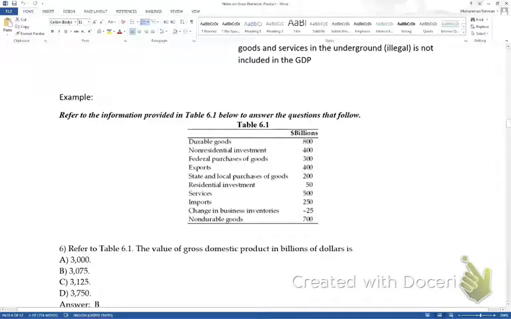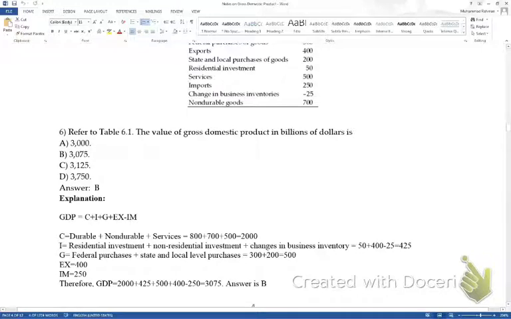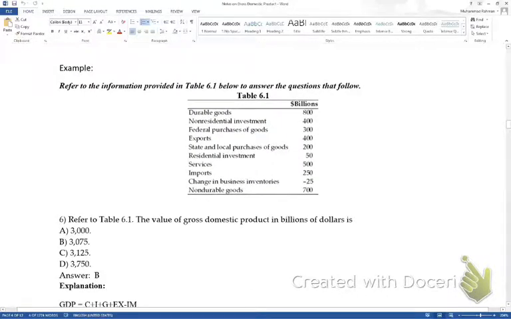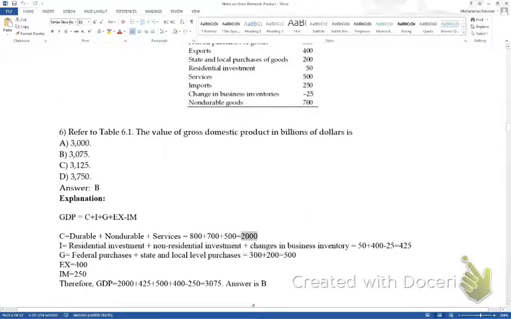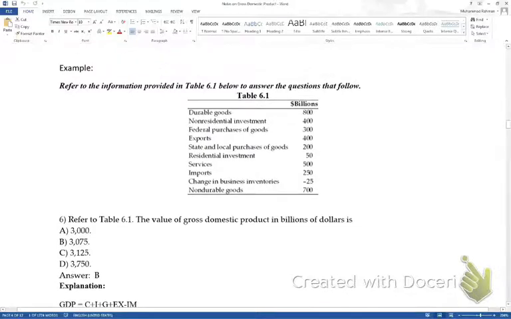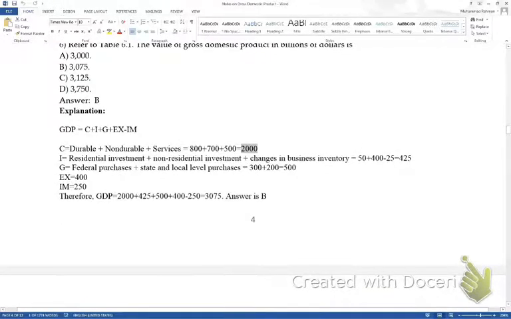C is going to be expenditure on durable goods, expenditure on non-durable goods, and then expenditure on services. So once we add these three, durable, non-durable, and services, you add 800, 700, and services 500. So that's your C, consumption expenditure. Then I is investment expenditure, which is non-residential investment by firms, residential investment by firms, and then there is the change in business inventory. So you add these three numbers, 50, 400, and you subtract 25 because it is a negative number.